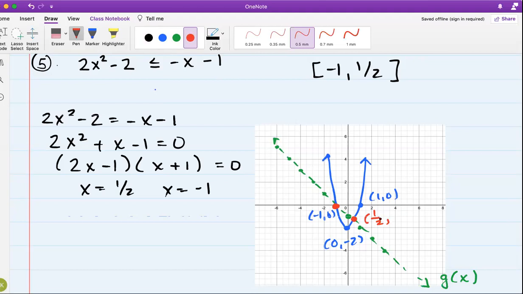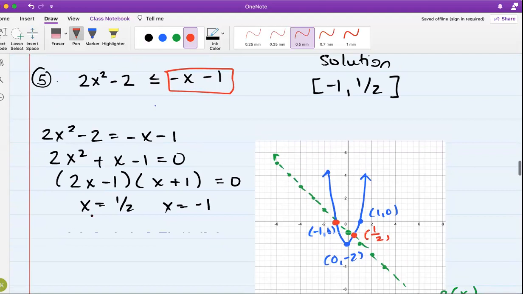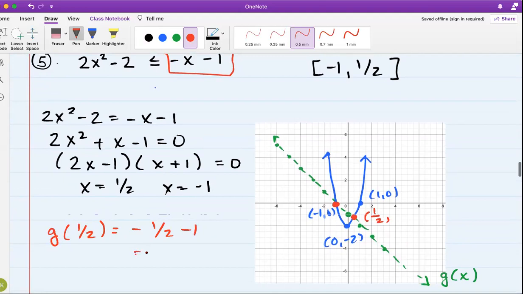If you want to find the y value, you just plug it into either the parabola or the line. I think the line is easier to work with, so we can plug it in there. If we plug in 1/2, g of 1/2 is negative 1/2 minus 1, and I get negative 3/2. So that would be the y-coordinate, but you don't really need the y-coordinate to figure this out. What you need is the x-coordinates.